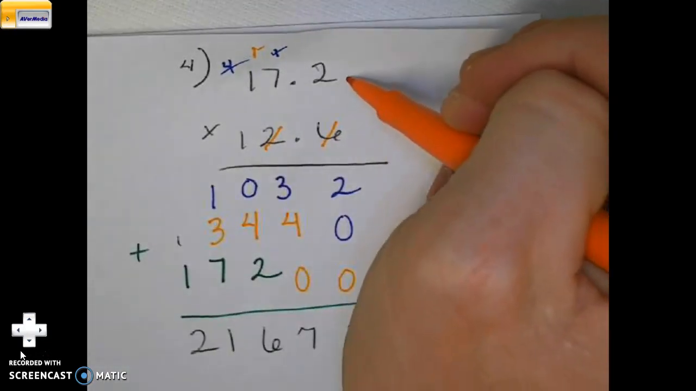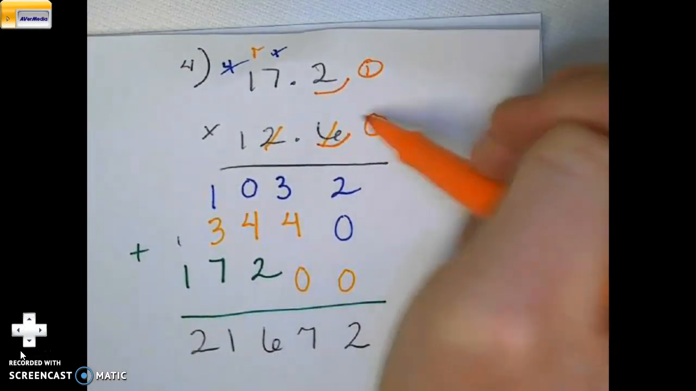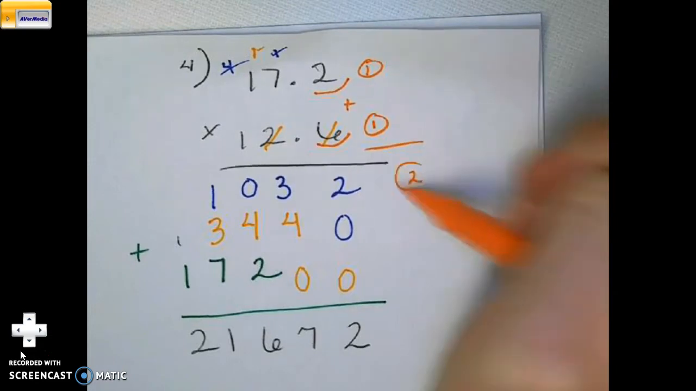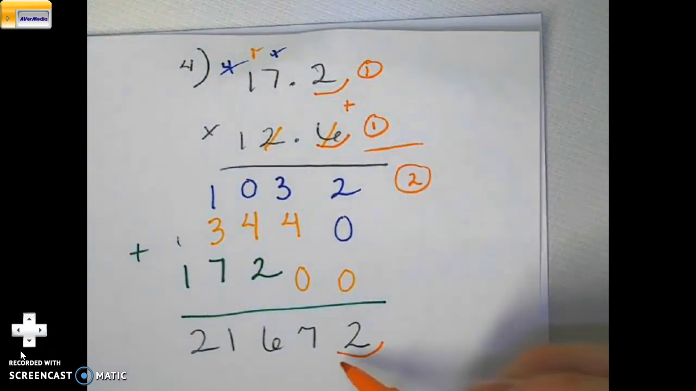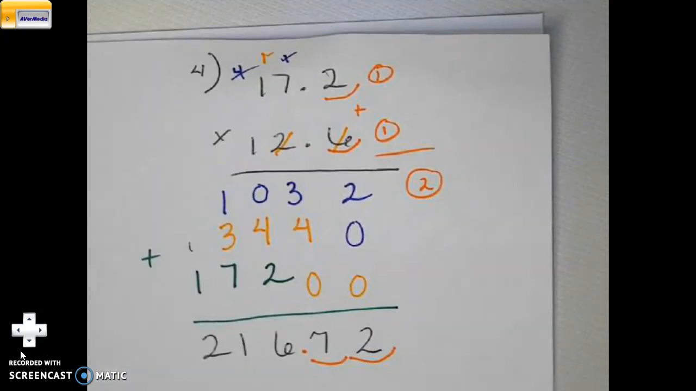So I'm going to start here. I'm going to go over 1. Go over another 1. I'm going to add these up. My final answer is 2. 1, 2. That's my final answer, guys.